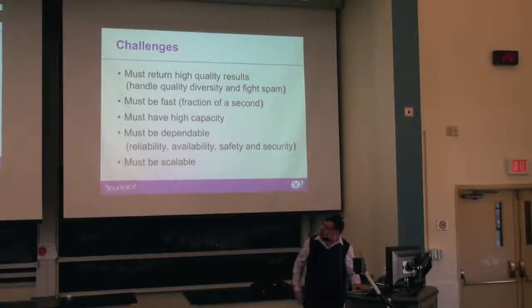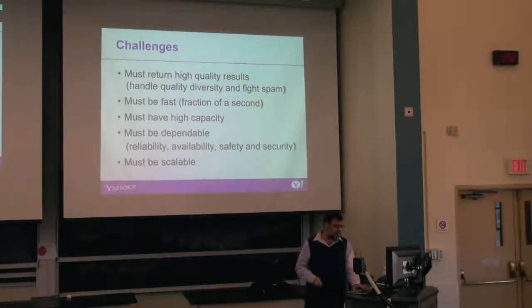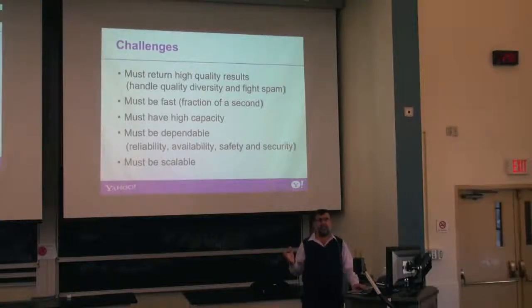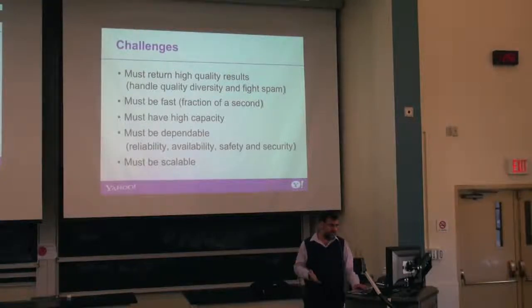So what will be the challenge? So we want to return the same quality resource as the current search engine. We want to be as fast as the current search engine. We want to have high capacity. We want that to be dependable, so everything about availability, safety, and security, and we'll talk more about that, and be scalable. These are the challenges of any search engine, and we want to keep that in the distributed one.